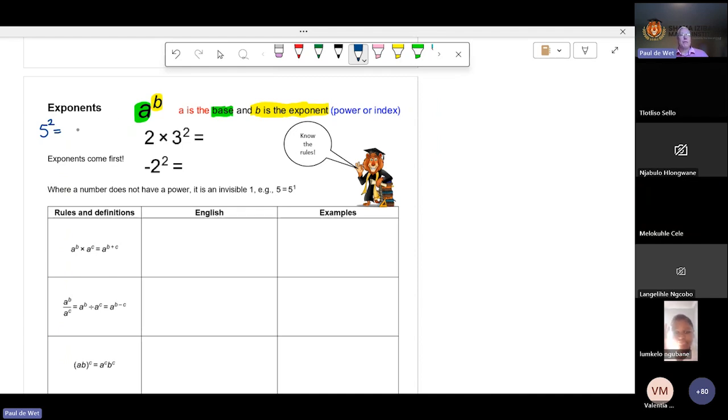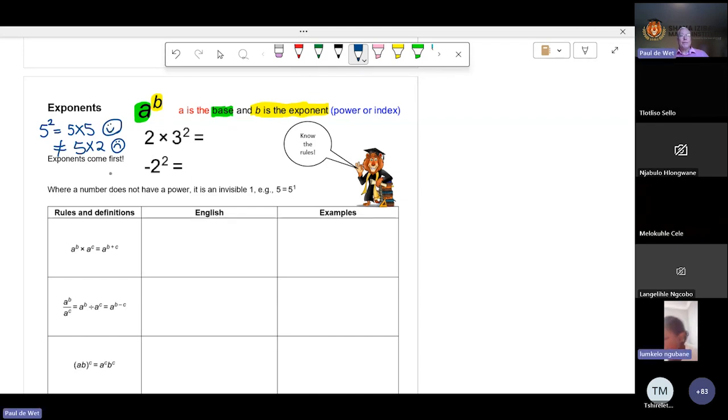Okay. 5 squared, what does it mean? 5 to the power of 2. Yeah, 5 to the power of 2, but what does it actually mean if we want to calculate it? 5 is multiplied by 2. No. What's 5 times, multiplying? 5. Yeah. Okay, guys, it's 5 times 5. It's not 5 times 2. It's 5 times 5.